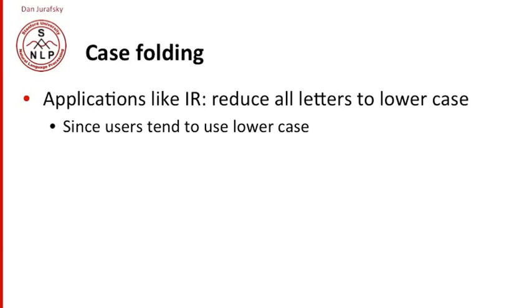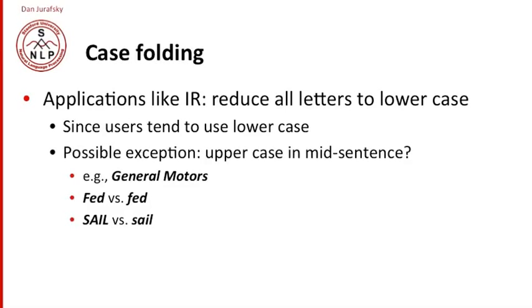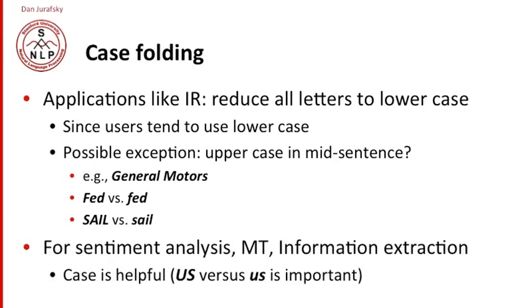So for example, in information retrieval, we generally reduce all letters to lowercase, since users tend to use lowercase. And with some small exceptions. So for example, if we see uppercase in the middle of a sentence, like General Motors, we might want to keep the case. And this matters for distinguishing the verb fed from the Federal Reserve Bank with a capital F, or a group like SAIL, the Stanford Artificial Intelligence Lab, from the verb sail. And it turns out that for sentiment analysis or machine translation or information extraction, case is in fact very helpful. So there's a big difference between US and us.